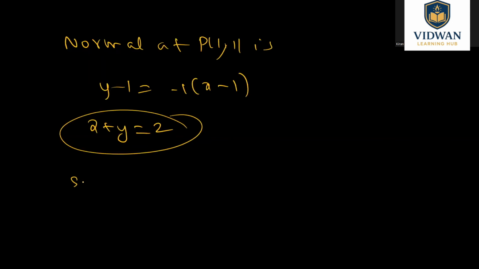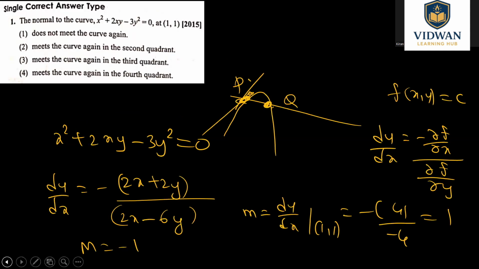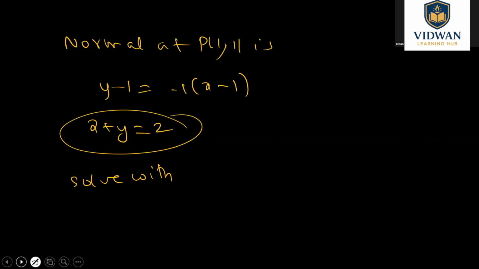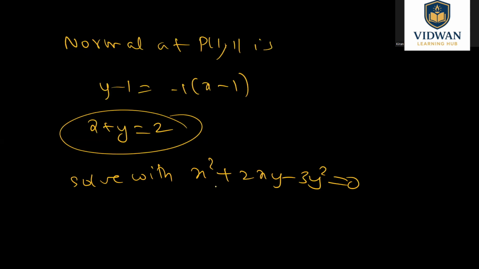So you solve this with the curve equation. What is the curve equation? X square plus 2xy minus 3y square equal to 0. Then one of the points is already known, 1, 1. The other point you can find by solving. So if you put y value as 2 minus x, x square plus 2x into 2 minus x, minus 3 into 2 minus x whole square equal to 0. You can solve this and get the roots.